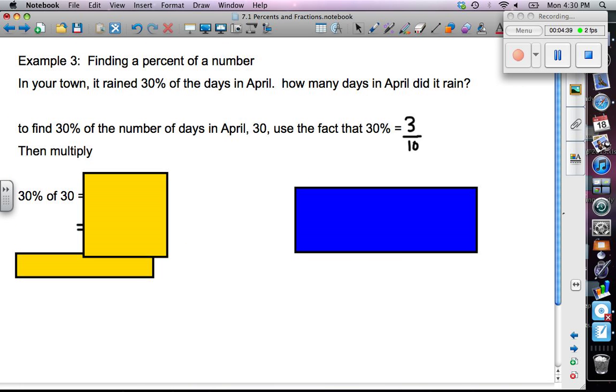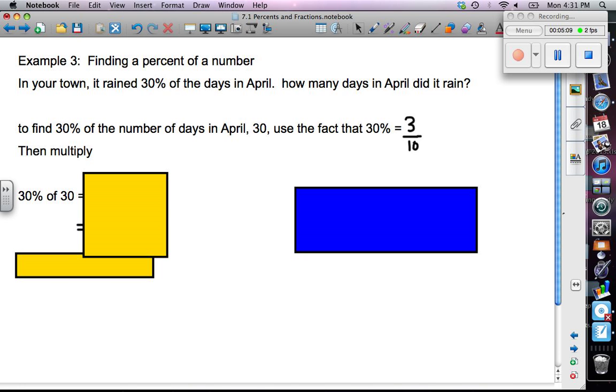And example 3. So this is finding a percent of a number. So in your town, it rained 30% of all the days in April. How many days in April did it rain? So in order to find 30% of the number of days in April, which are 30, use the factor of 30%. So 30% we can rewrite as a fraction. So 30% is equal to 3/10.